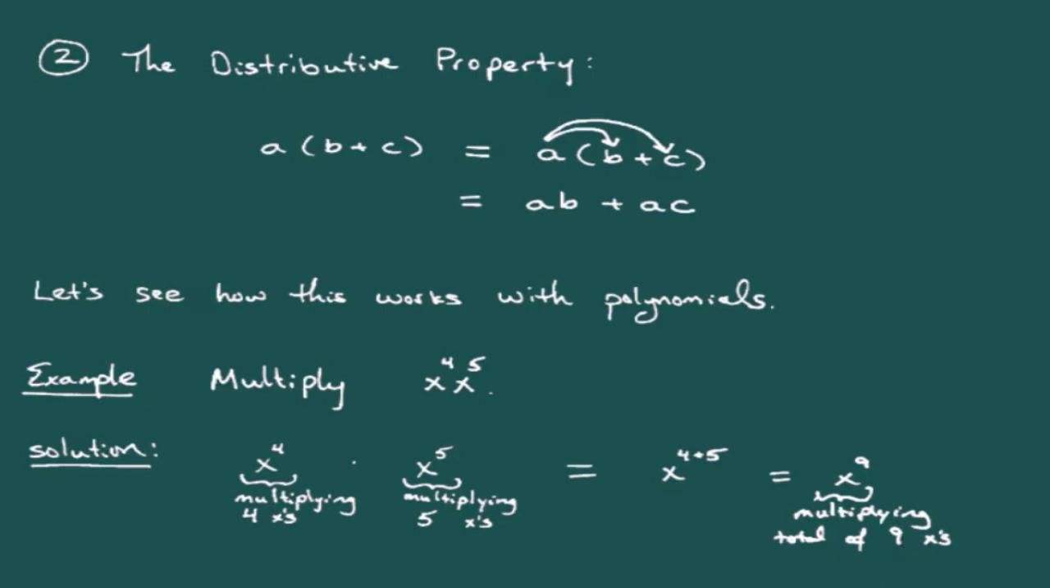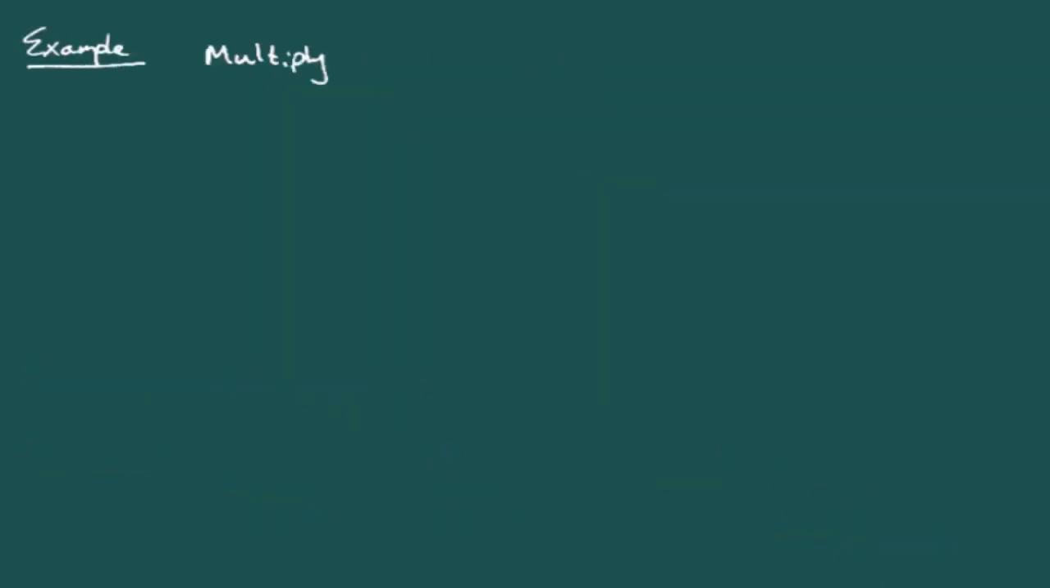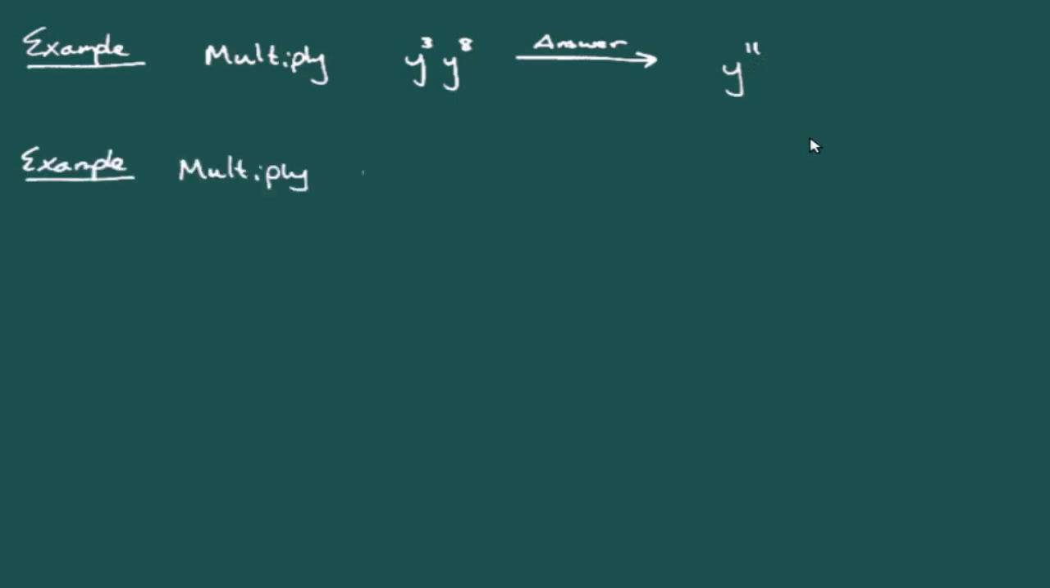Some more examples. If we had y to the third power times y to the eighth power, we just add the exponents together. 3 plus 8 gives us y to the 11th power. So we've got 3 y's that we're multiplying, 8 y's that we're multiplying, so a total of 3 plus 8, or 11 y's. Another example, if we're multiplying y to the 8th times y to the 12th, again, 8 plus 12 is going to give us 20, so we have y to the 20th power.